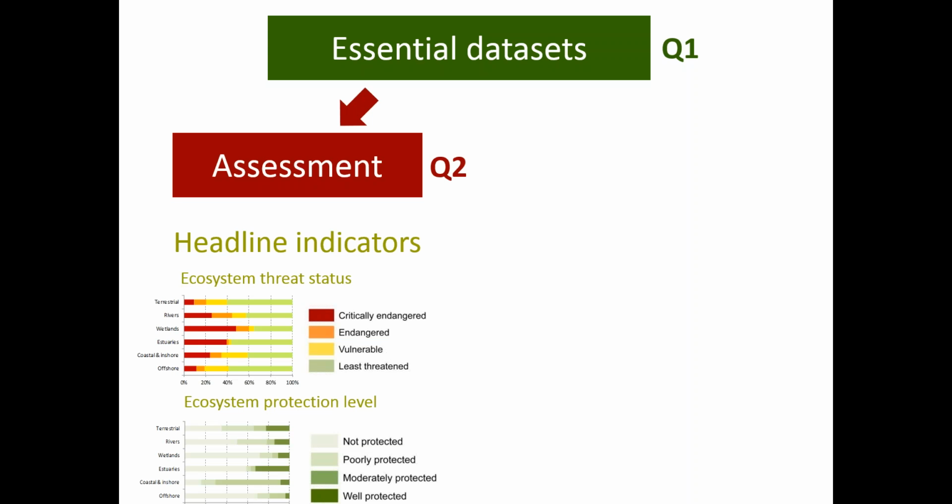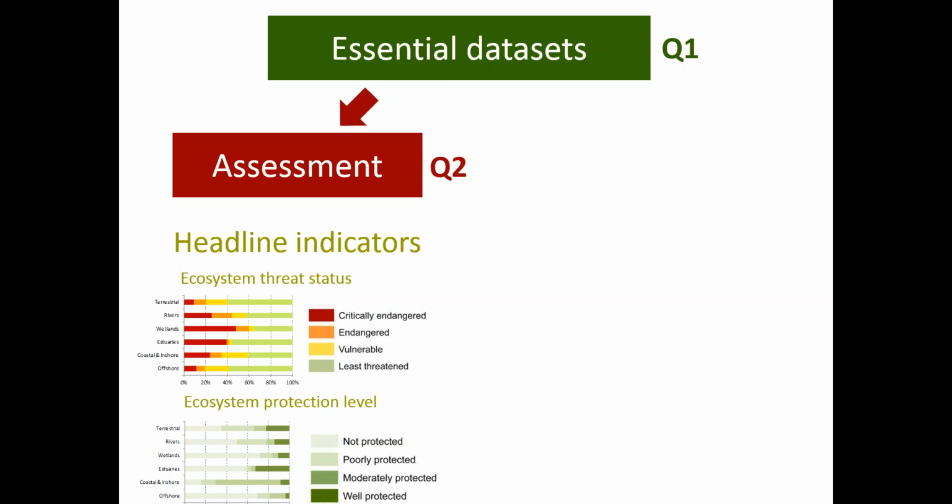Right, so what we're going to do today is take you through how the Mapping Biodiversity Priorities approach helps answer those three questions. Gathering the essential data sets helps to answer the first question about what biodiversity do we have and where is it. And then combining those essential data sets in a spatial assessment gives us two headline indicators that help to tell us how biodiversity is doing. And those are especially useful for monitoring and reporting on the state of biodiversity over time.